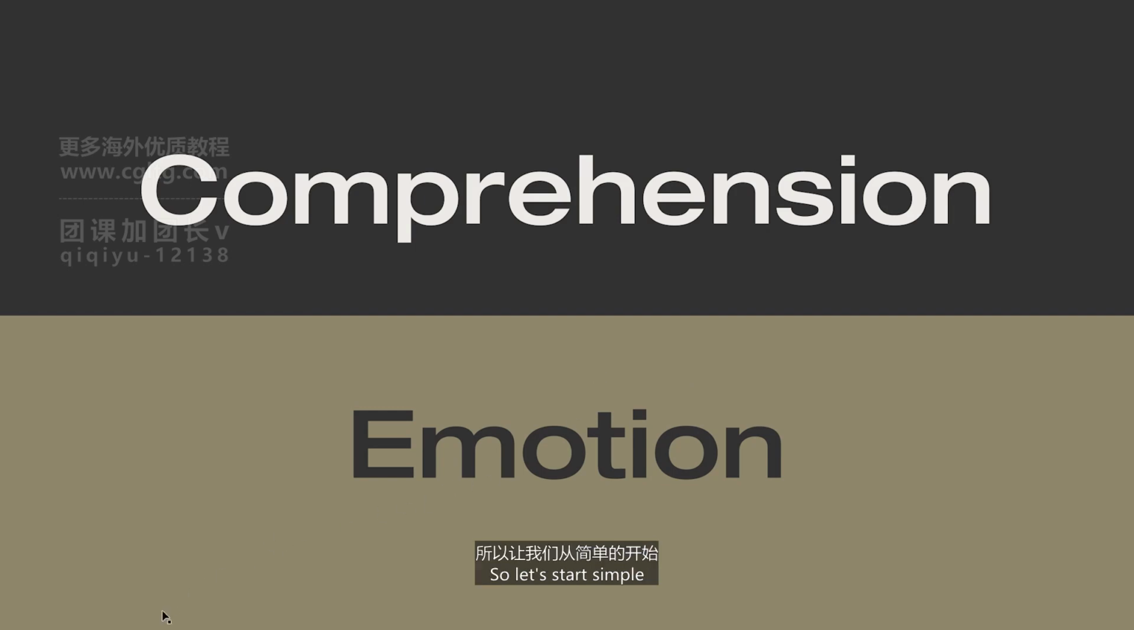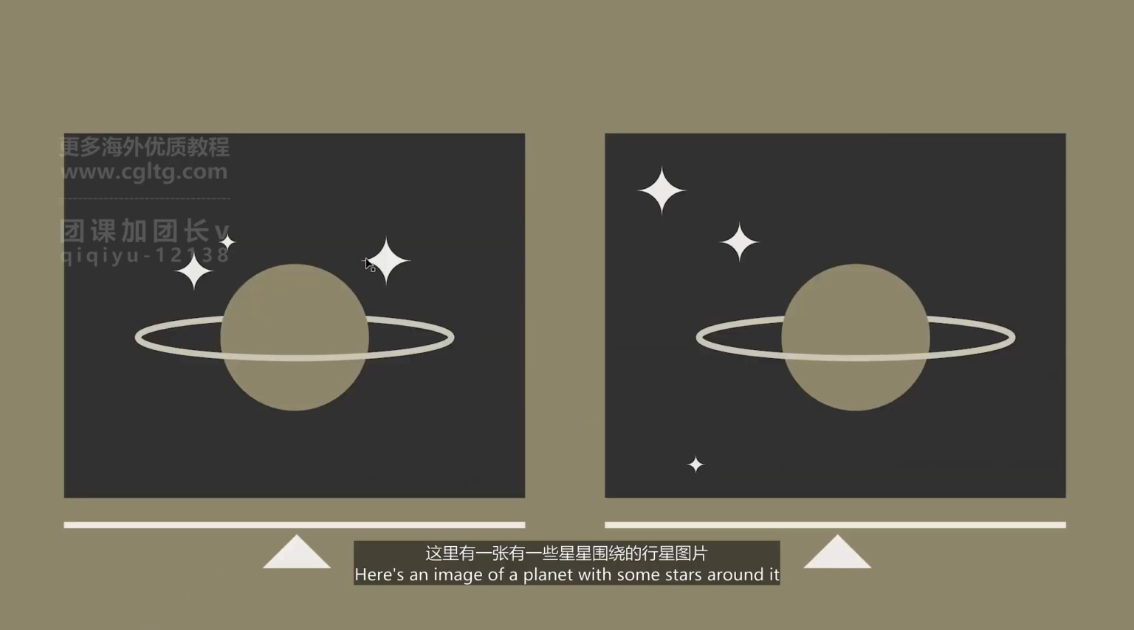So let's start simple. Here's an image of a planet with some stars around it. And here's another image, the same planet, with stars around it. But if you look at these, it should be pretty obvious that this one on the right feels unbalanced. And looking at it, knowing that these stars are all the way here on the left, it might not feel pleasant, might even feel a little stressful.